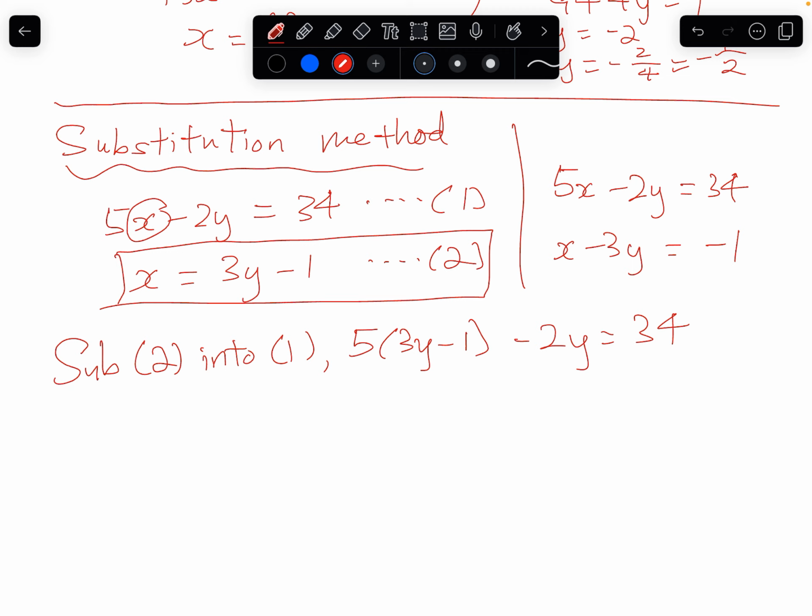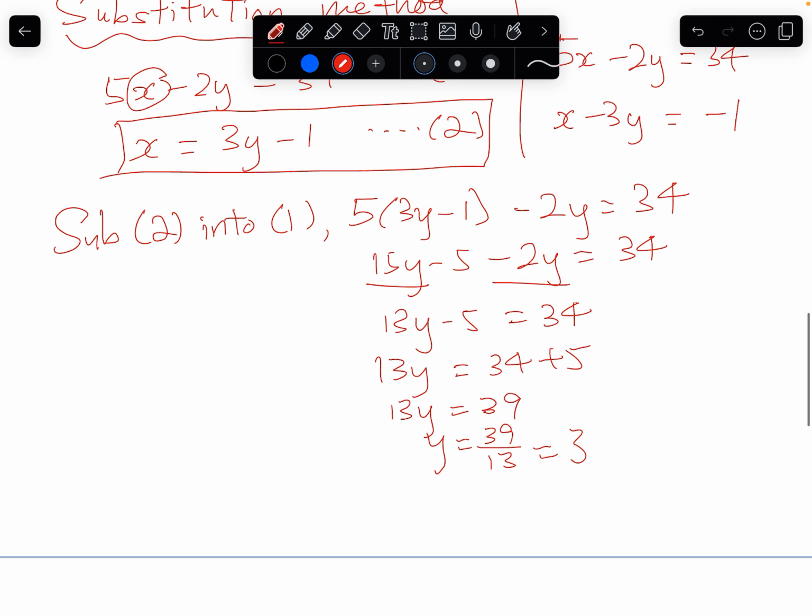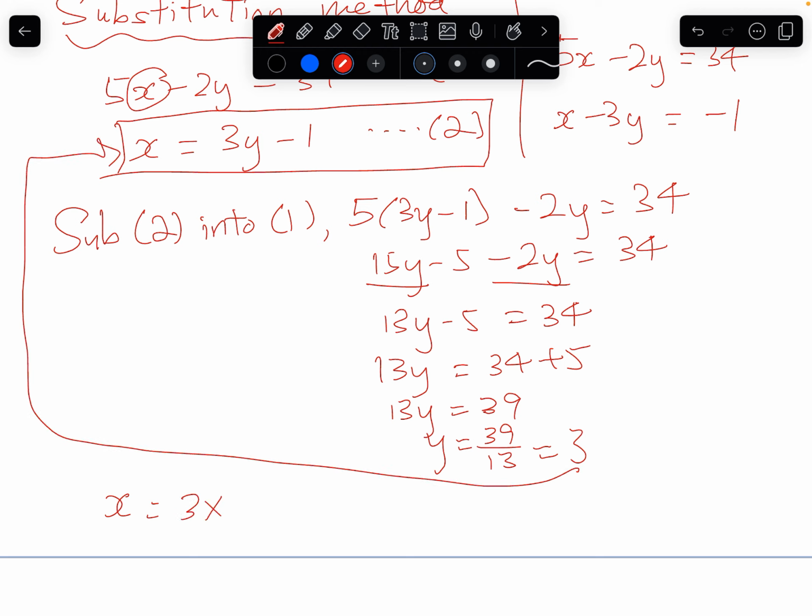Now, does this kind of ring a bell? This looks like what we have done before with solving equations with one unknown. So it will look something like that. Okay, so we know that 15y subtract 2y gives me 13y. And we know that we can add 5 on both sides. So you're going to get y to be 3. Okay, and again we do the same thing by finding x, and we can substitute this number into the second equation, which is 3 multiplied by 3 subtract 1, which gives me 8.